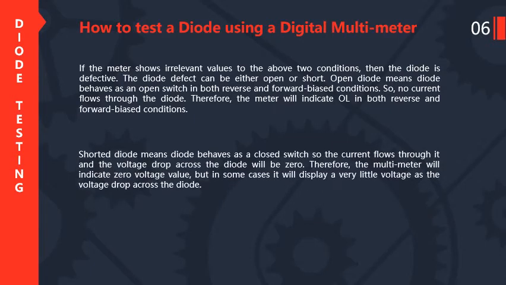A shorted diode means the diode behaves as a closed switch. So the current flows through it and the voltage drop across the diode will be zero. Therefore, the multimeter will indicate zero voltage. But in some cases, it will display a very small voltage as the voltage drop across the diode.